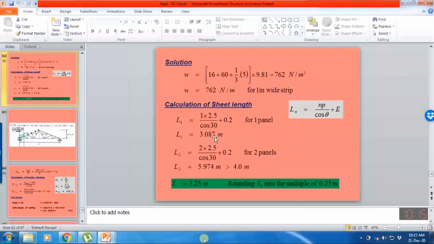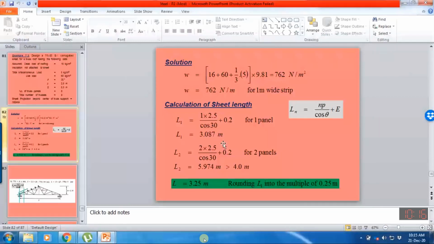But I will round this 10.29 to the upper side, 11. So it means that I need to provide 11 bolts. Now I will divide this value by the rounded value 11. So the answer will be 3087 divided by 11. So the answer is coming out to be 280. So the end side lap will be connected with a bolt spacing of 280 millimeter that I have computed by rounding the bolt value.